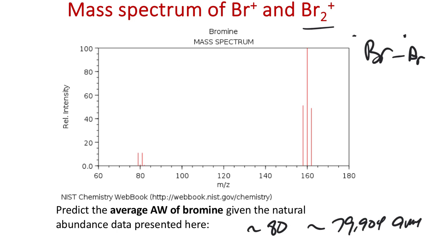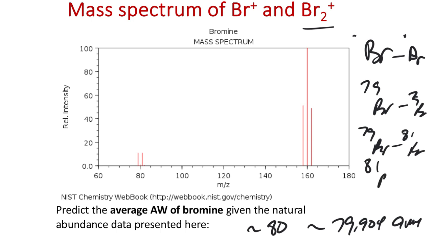If you just think, what are the odds, if I have a 50-50 chance of either isotope? I could have 79-79. I could have 79 bromine, 81 bromine. I could have 81 bromine, 81 bromine.